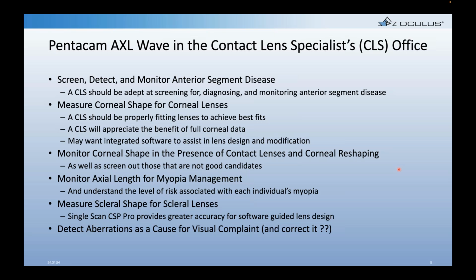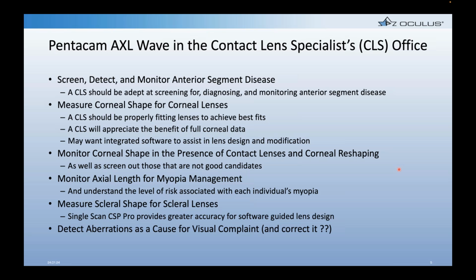We also want to be able to measure corneal shape for corneal lenses. And again, we talked about the tomography and the core function of a Pentacam is giving us that corneal shape. This is helpful, of course, because as a contact lens specialist, we want to be able to fit lenses properly. We pride ourselves in giving our patients a better experience with their contact lenses in terms of fit.